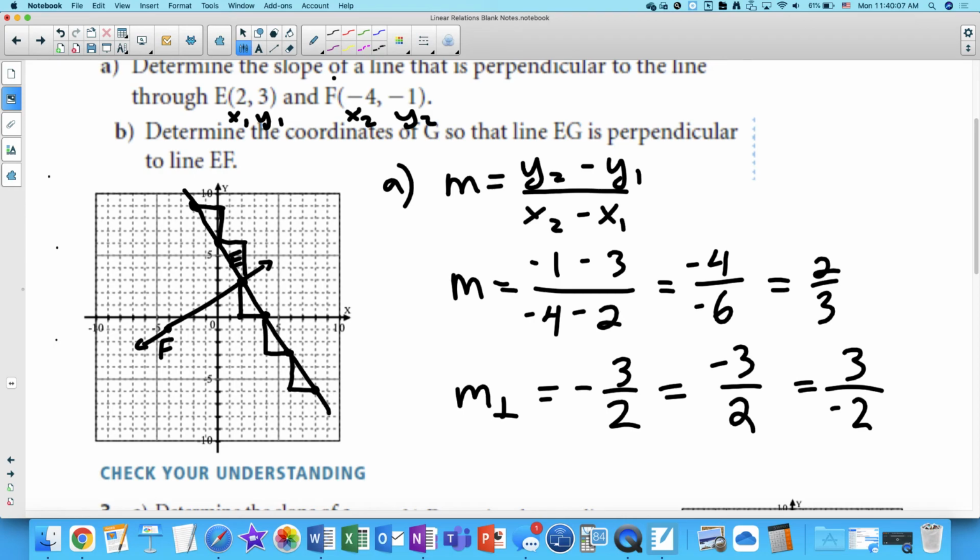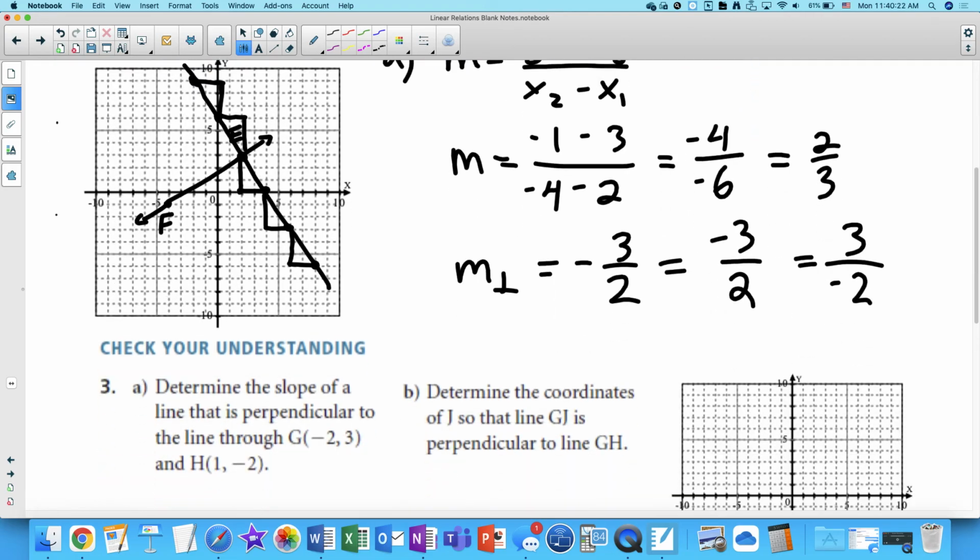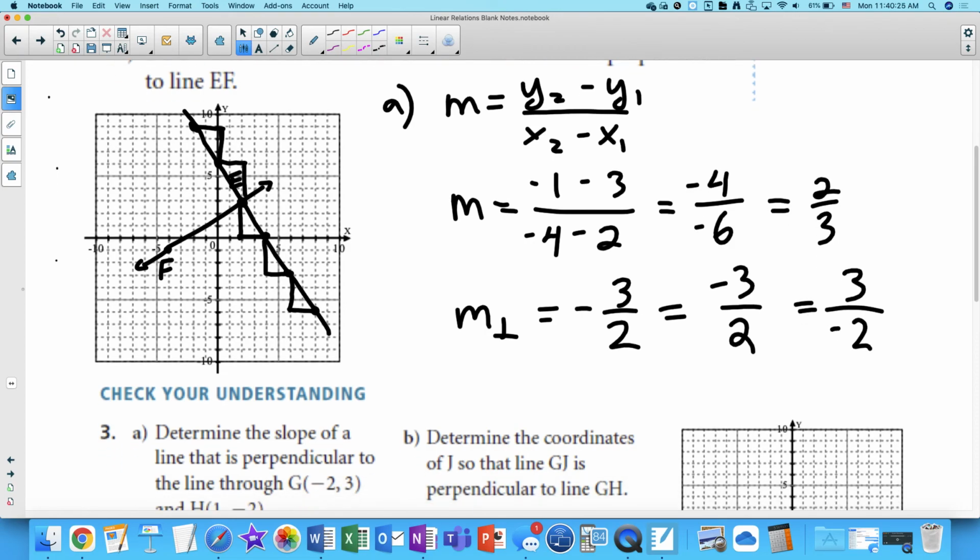Now, what could G be? G could be any of these points. So there are infinite answers for what G could be. It's just any of the other points on that line, right? So G could be this point over here, which is -2, 9. It could also be this point, which is 0, 6.